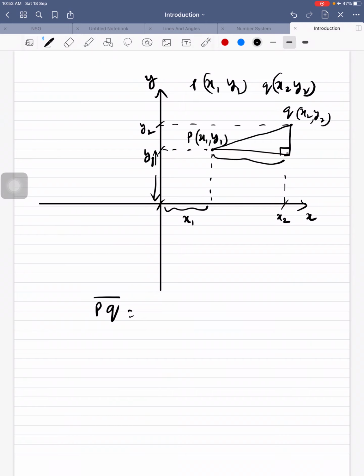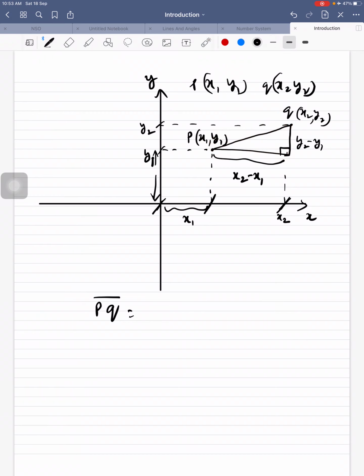Now this length, from origin to this point is x2, origin to this point is x1, so this is x2 minus x1. Like that, from here to here is y2, from here to here is y1, so this length is y2 minus y1. See, this is a right angle triangle with the angle here 90 degrees. This is the hypotenuse. Now we can find this length by using the sides.